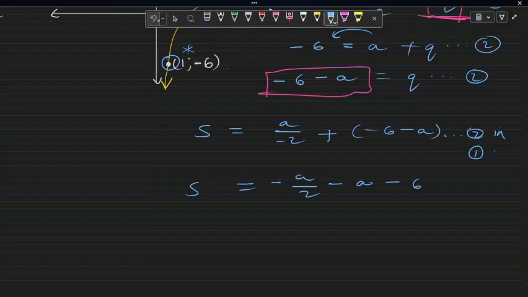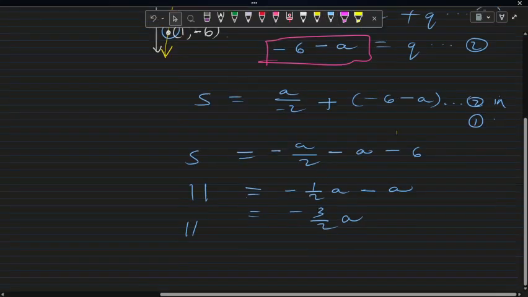Now I can take 6 to the other side to become positive 6. Now I will have 5 plus 6, which will give me 11. And then on this side, I have minus half a minus a. Now a half plus 1, that is 3 over 2. And negative a half minus 1, that will give us negative 3 over 2. Okay, so this is negative 3 over 2 times a, and then this is equal to 11.